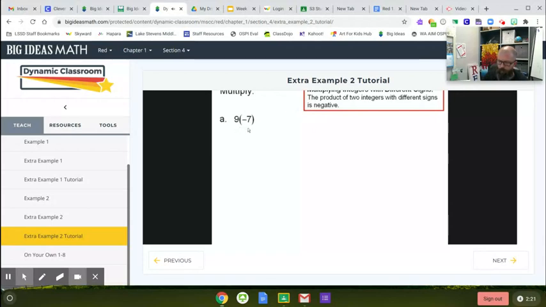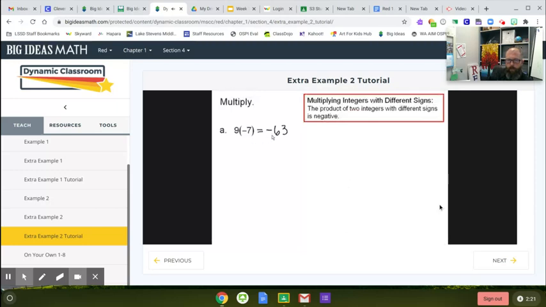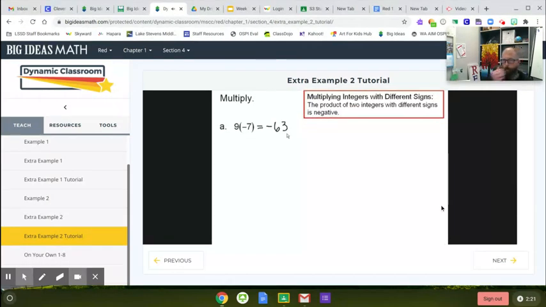So when we multiply 9 times negative 7, all we need to do is multiply 9 times 7, which is 63. And then look at the signs. We have one positive, one negative. That means that they're different. So the answer is negative. So 9 times negative 7 is negative 63. Let's try another example.